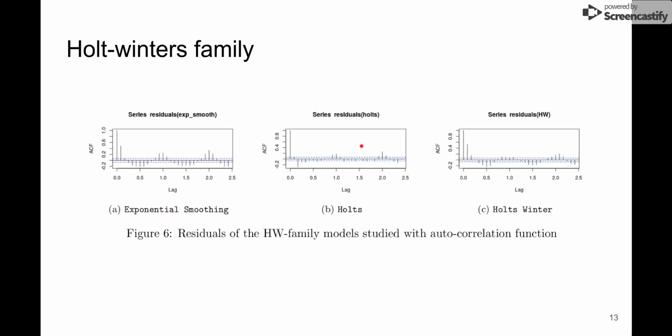Next is the Holt-Winters family. I tested three different models in this family: the exponential smoothing, Holt's, and Holt-Winters models. But obviously, looking at the residuals of each of these fitted models, they're not really good models, and we cannot rely on any of them.